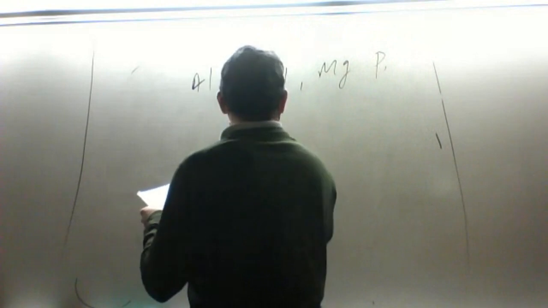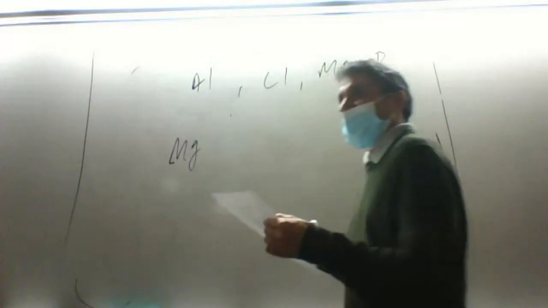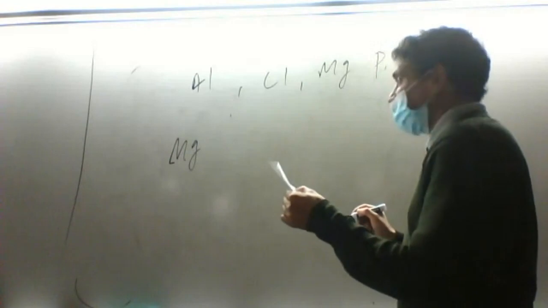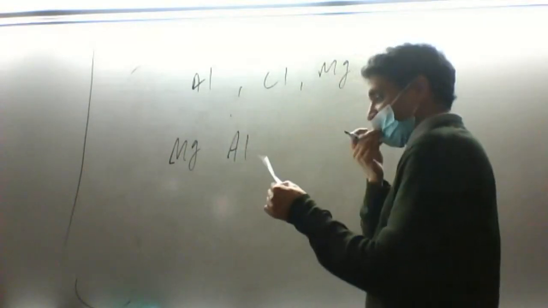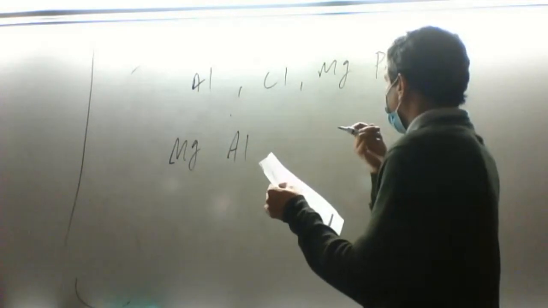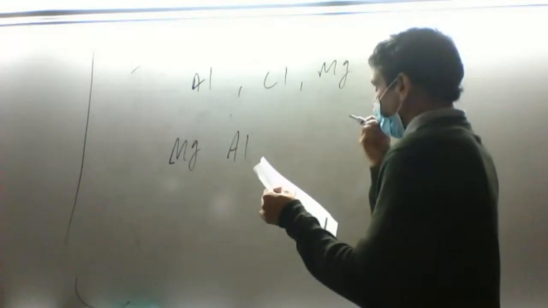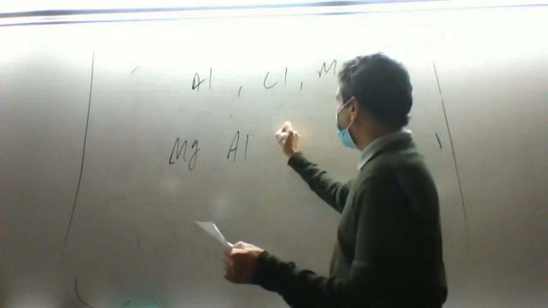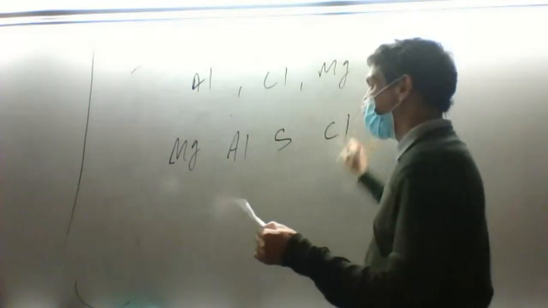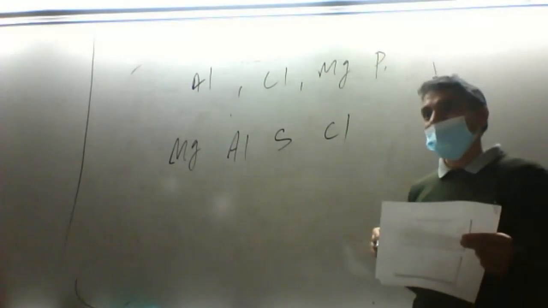Now let's look at the period here. In the period, where is the aluminum? It is in the third period. What is the first element in that period? That's the magnesium. So magnesium is first, then aluminum comes after magnesium, and then after aluminum comes the sulfur, and only then comes the chlorine, right? Look at the period, right?